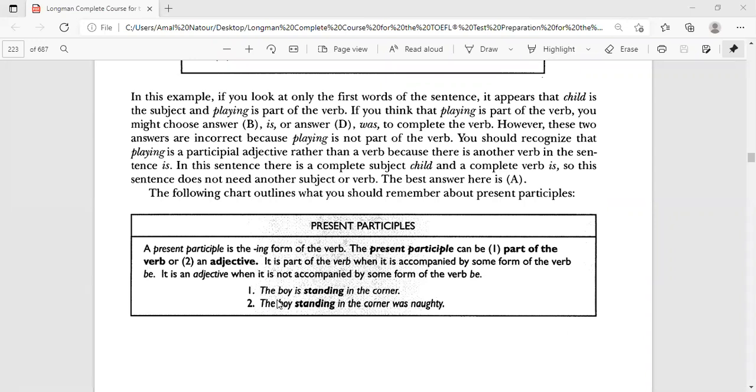For example, the boy is standing in the corner. Is standing here is a verb, because this ing form of the verb is accompanied with verb to be. But here, the boy standing in the corner was naughty. The boy is the subject and was is the verb. What about standing? Standing here is an adjective, and it is not accompanied by verb to be. So it is an adjective.